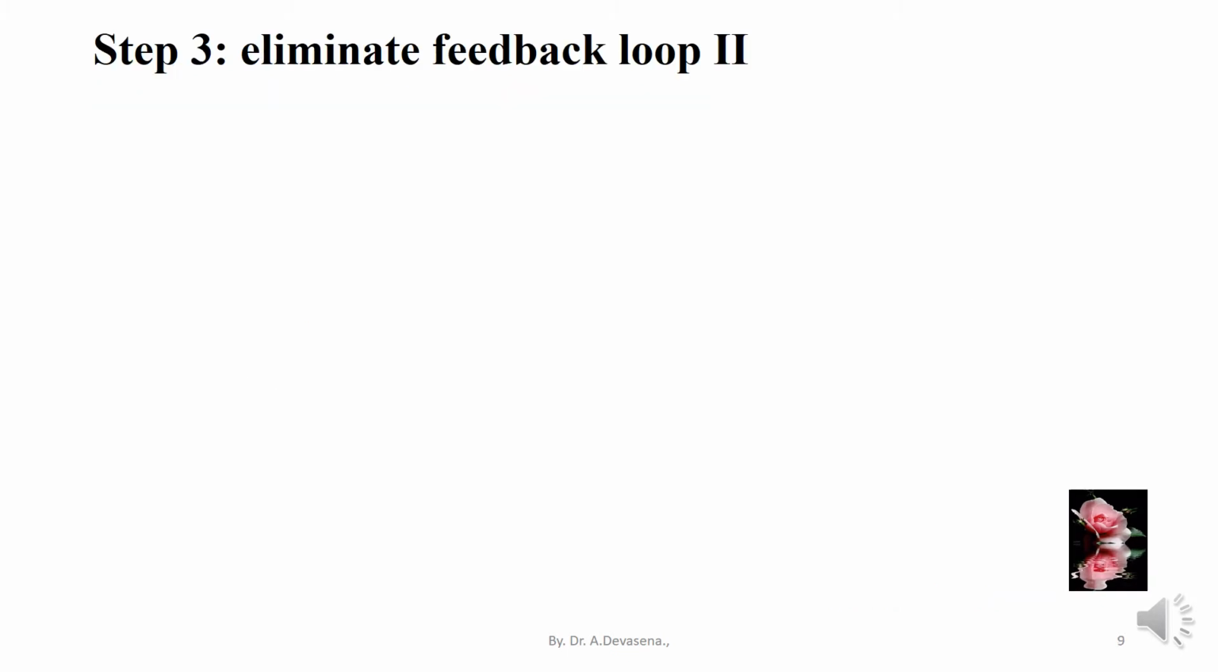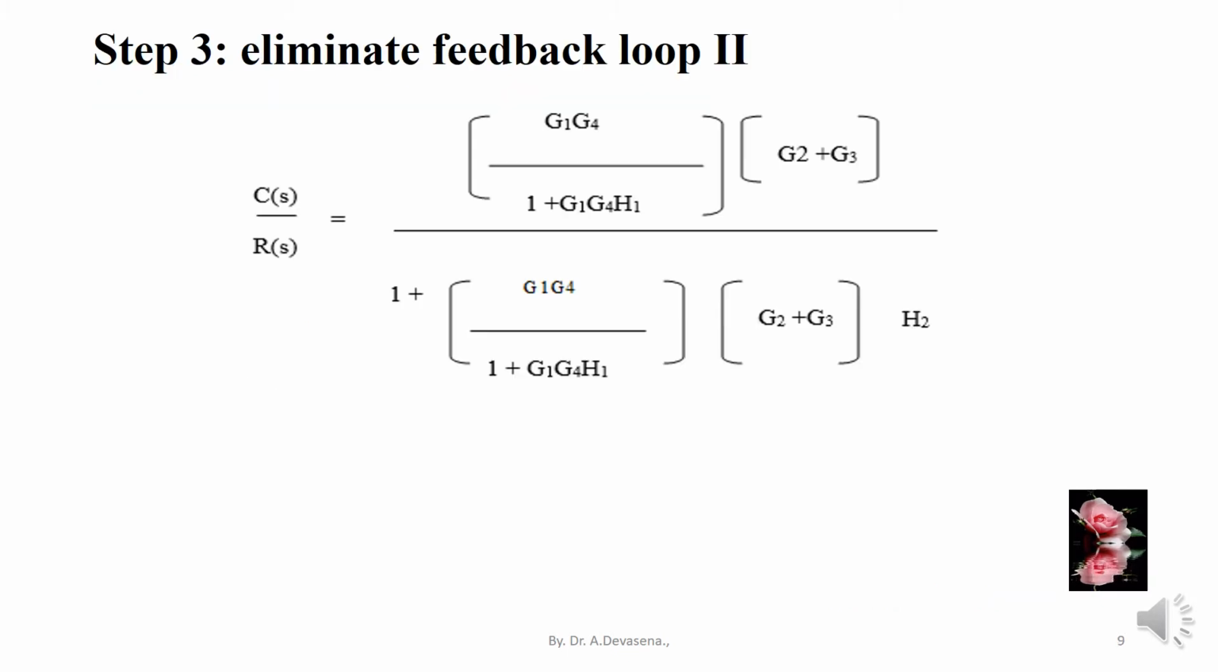Steps for eliminating feedback loop 2. This is the formula for eliminating feedback loop 2. C(s)/R(s) is equal to G(s) divided by 1 plus G(s) into H(s). In this diagram, the G(s) value is G1 G4 divided by (1 plus G1 G4 H1) into (G2 plus G3). This is our G(s) value. If we want to eliminate the feedback loop, the formula is G(s) divided by 1 plus G(s) H(s). This is the formula for eliminating a negative feedback loop.